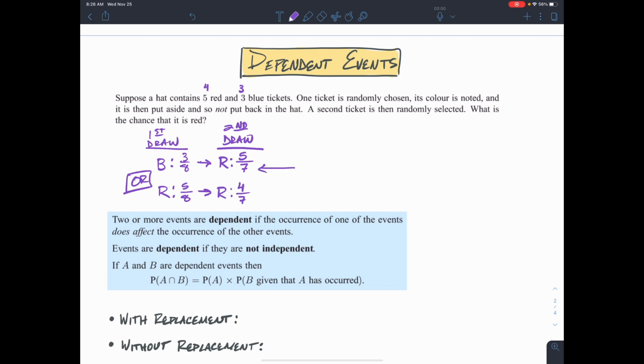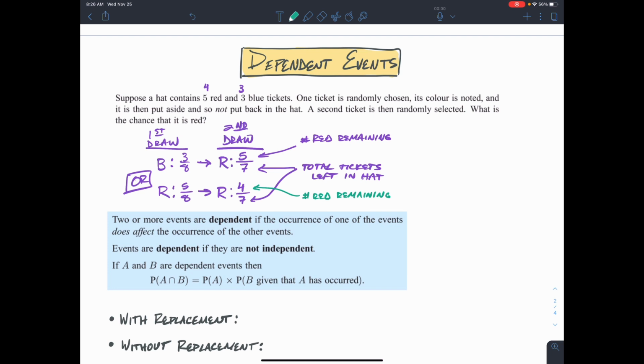So this is the total tickets left in the hat. And then this is the number of red tickets remaining after selecting a blue. And this, here, I'll do a different color here. This is the number of red tickets remaining after choosing a red first.